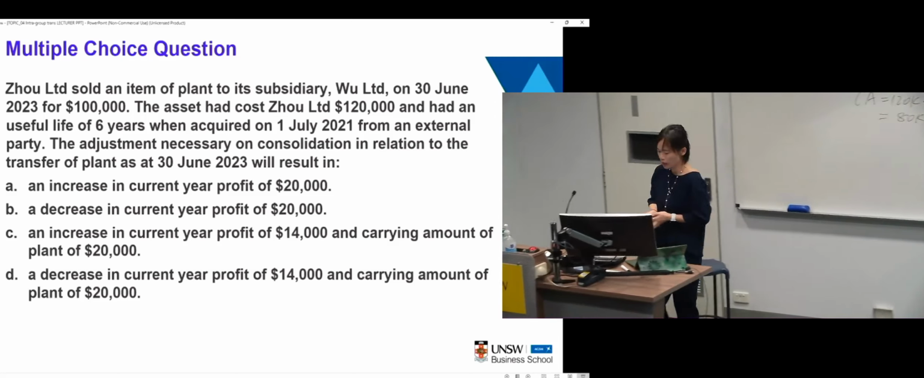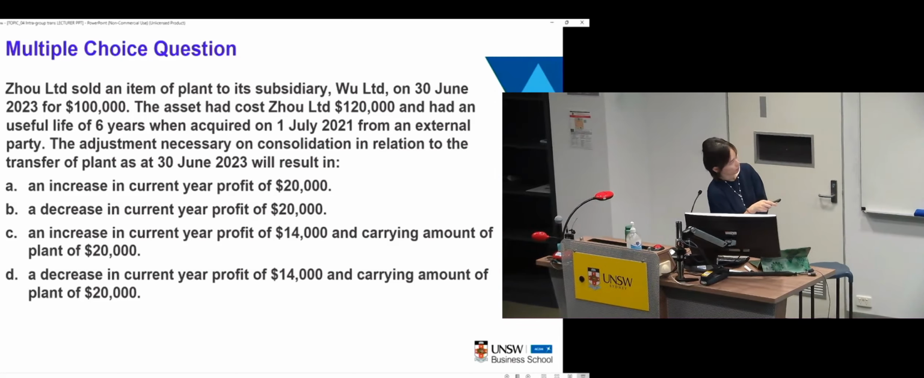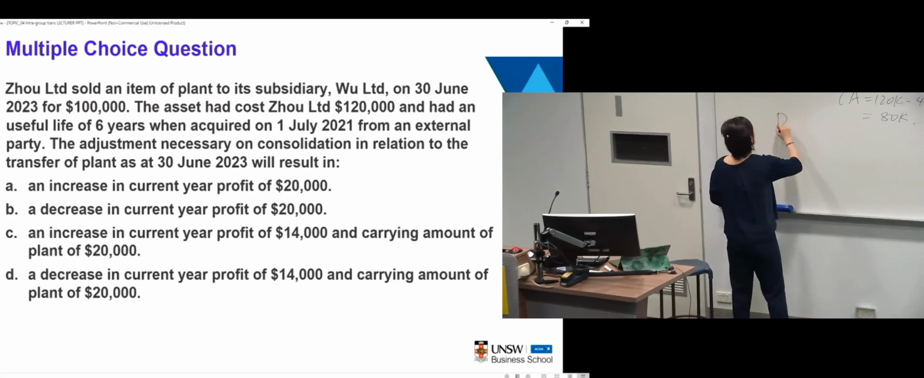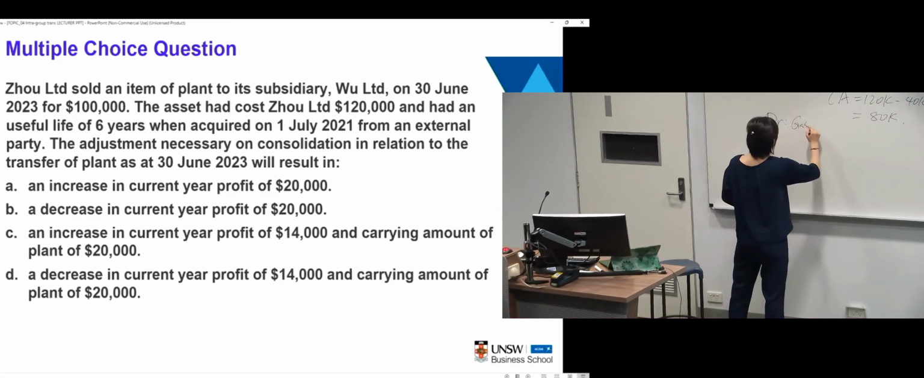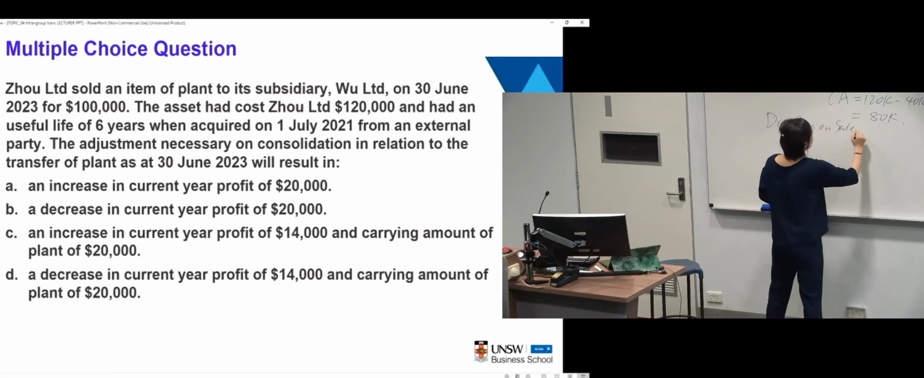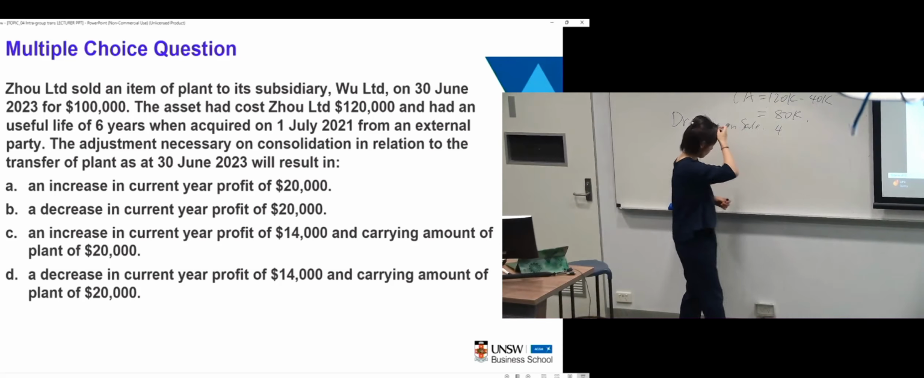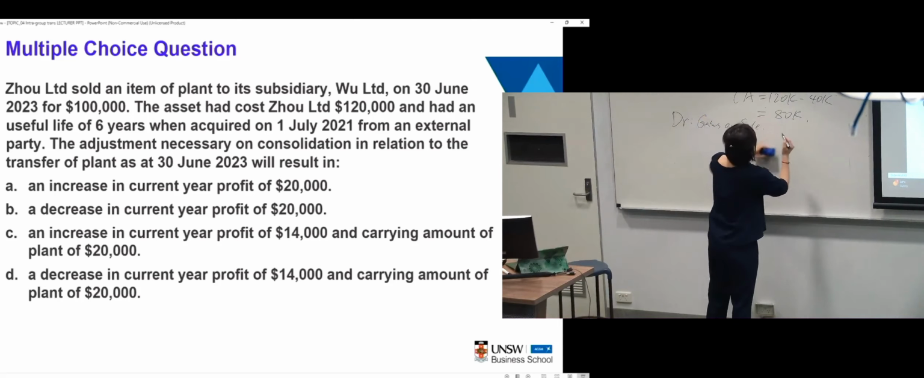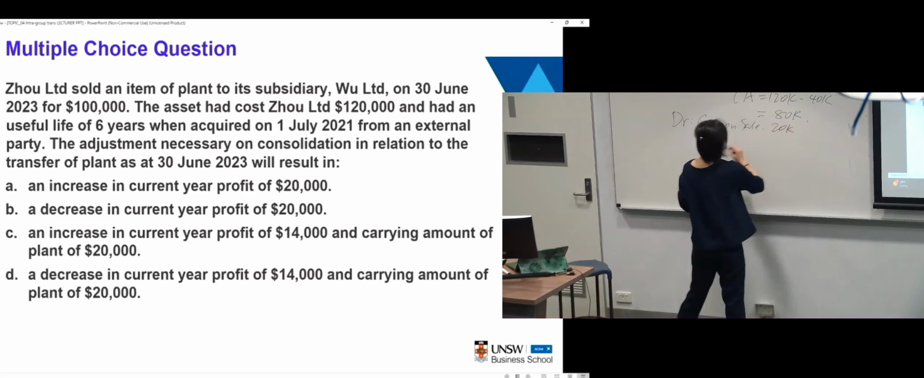Now you can see the transferring price is above the carrying amount, right? Which means the seller would recognize a gain on sale. But such gains should not be included in your consolidated amounts because they remain unrealized from the group viewpoint. Therefore, your elimination entries involve a debit of gain on sale, which is equal to, oh, sorry, my mistake, 20,000, because there are 20,000 gains on sale.